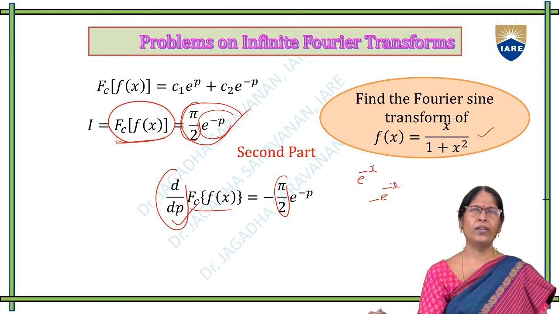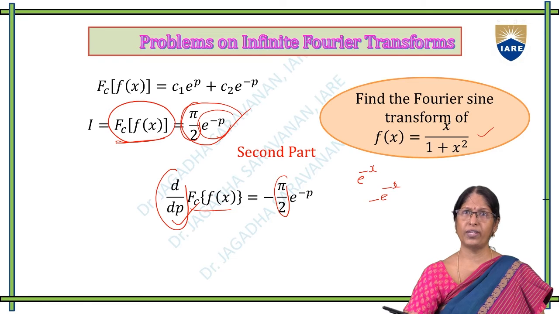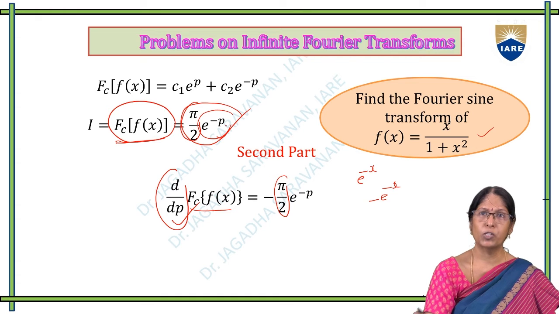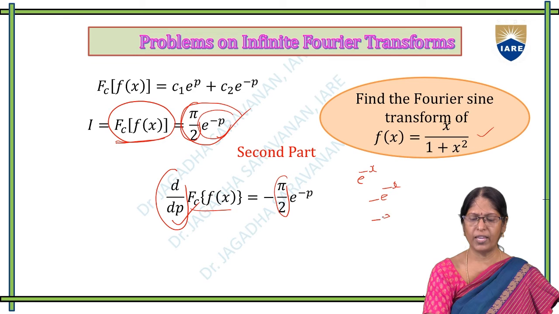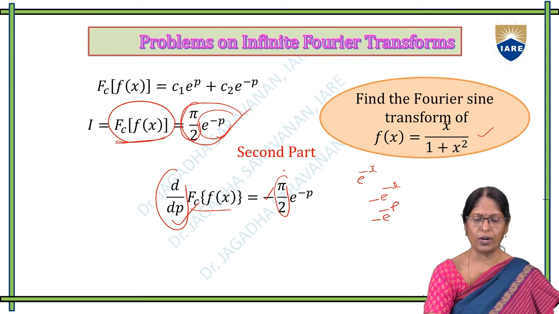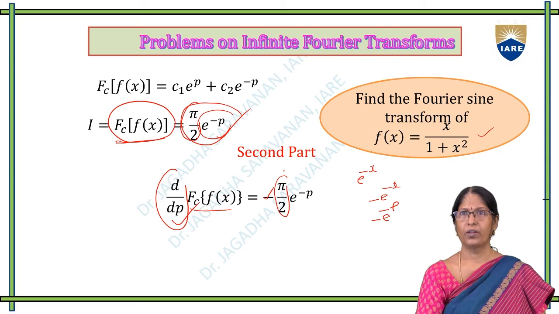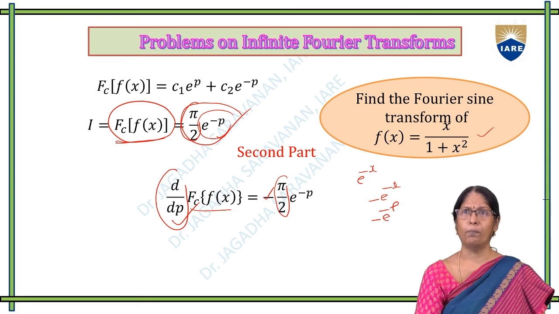If our complete problem is in terms of p, we are doing the differentiation of the entire problem with respect to p. So e power minus p, the differentiation is minus e power minus p. The minus sign comes only from this. So minus pi by 2 e power minus p.